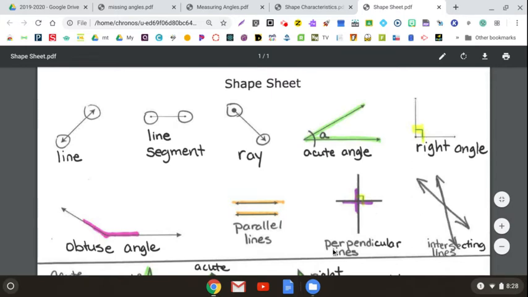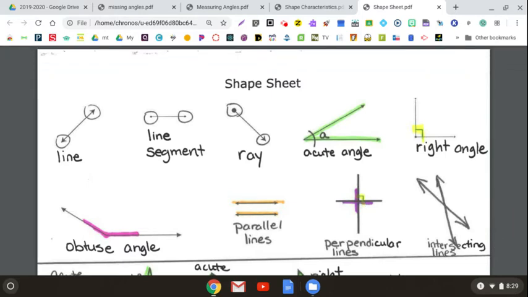Then we talked about perpendicular lines. And these lines I've marked in purple, and notice the yellow right angle. Again, they intersect at 90 degrees. They're very, very special. 90 degrees, very special. One of my favorite geometry words too. And we also can have intersecting lines, which are just two lines that cross.